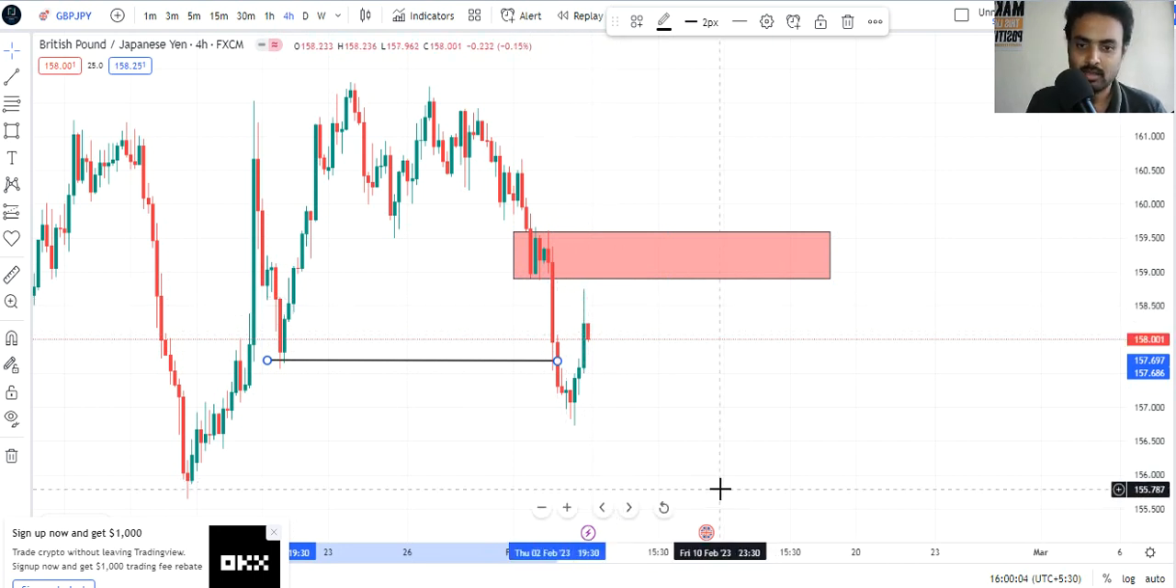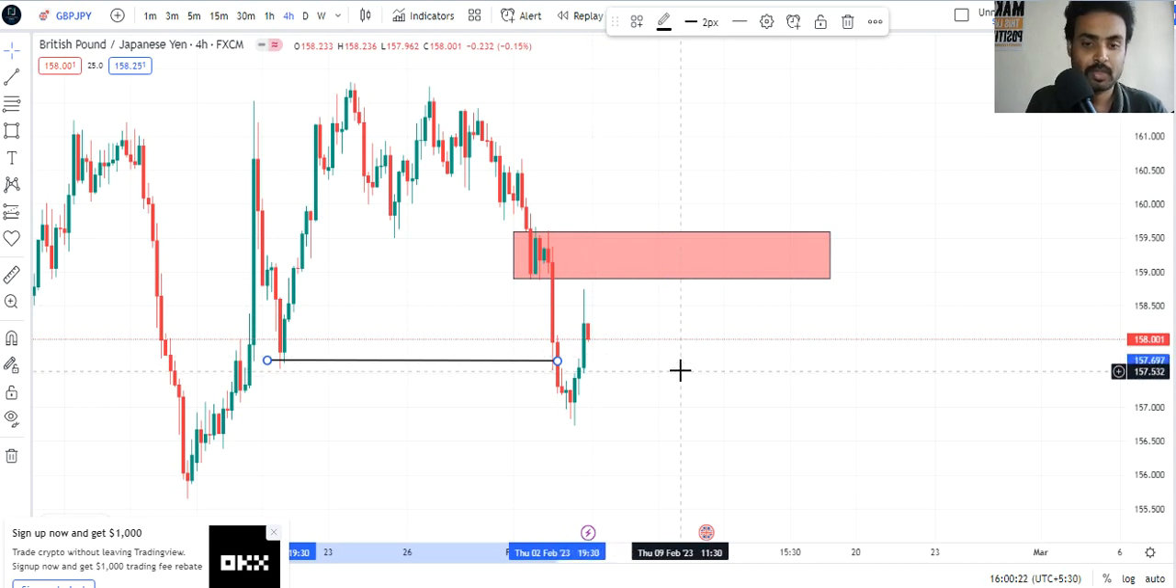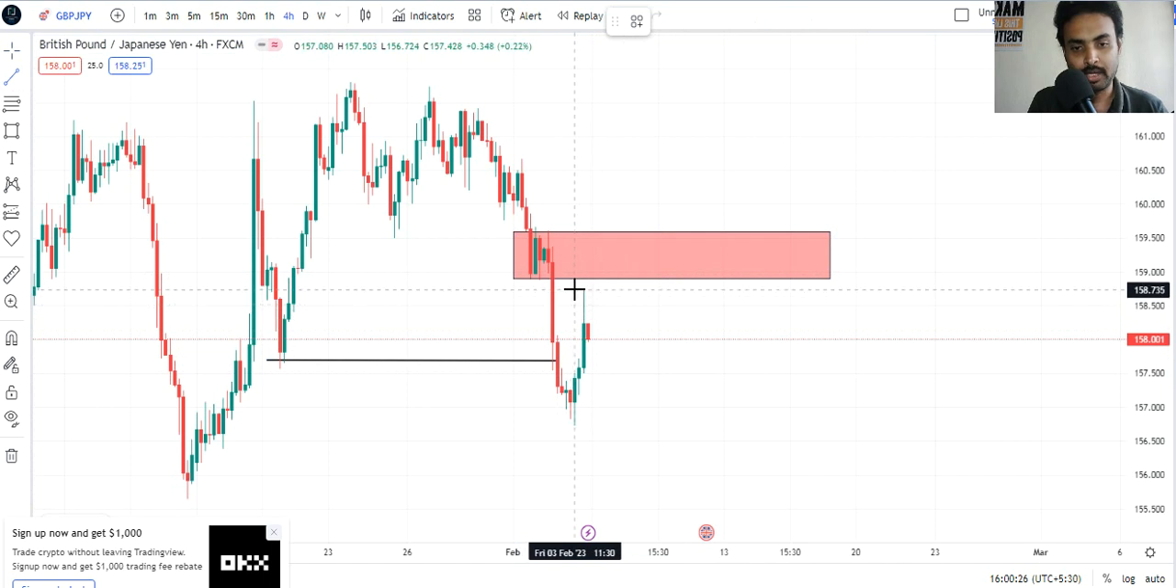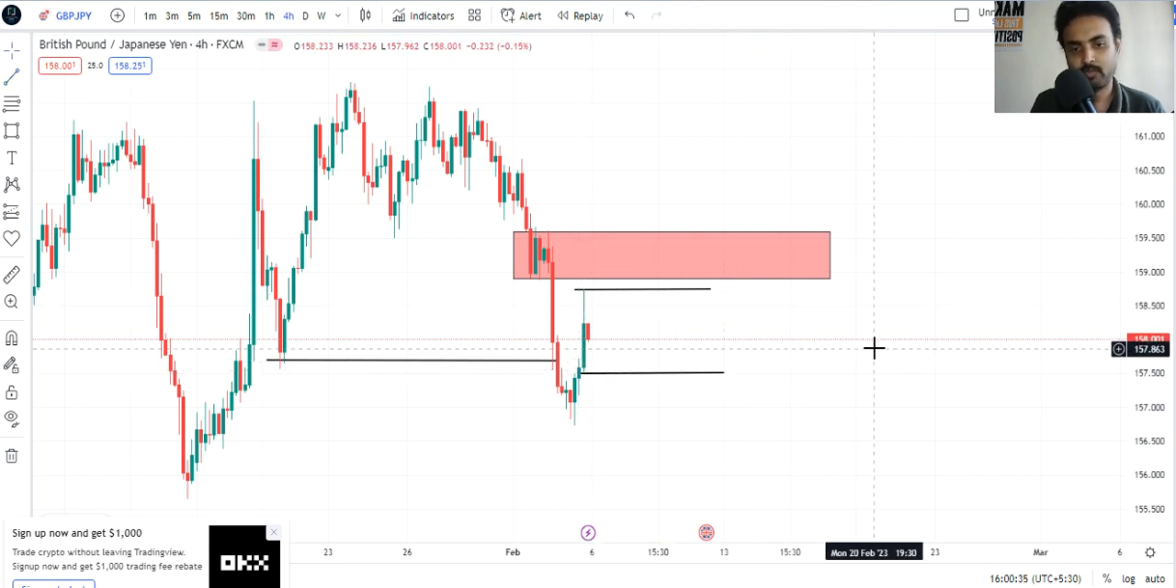So that's the reason. But now if you see this one, this is a really interesting one, because out of nowhere it reacted. Of course it reacted from the imbalance, or you can say the previous breaker block. It is reacting, but it's kind of difficult to understand what's happening. So what you can do is, Monday, let us mark these highs and lows.